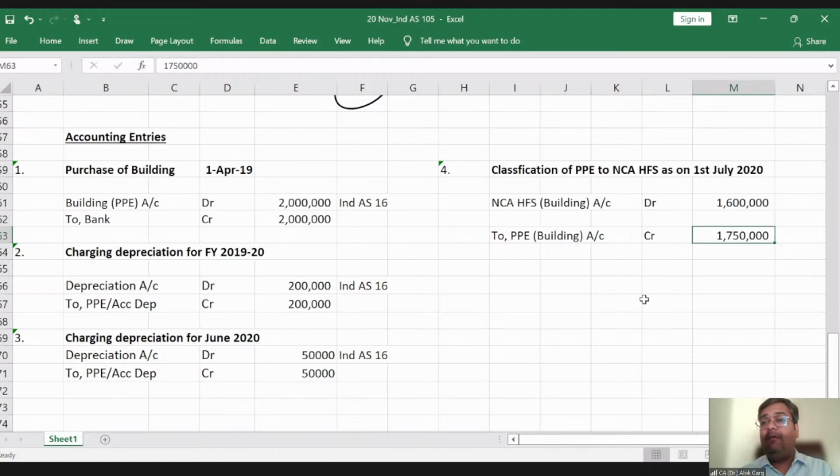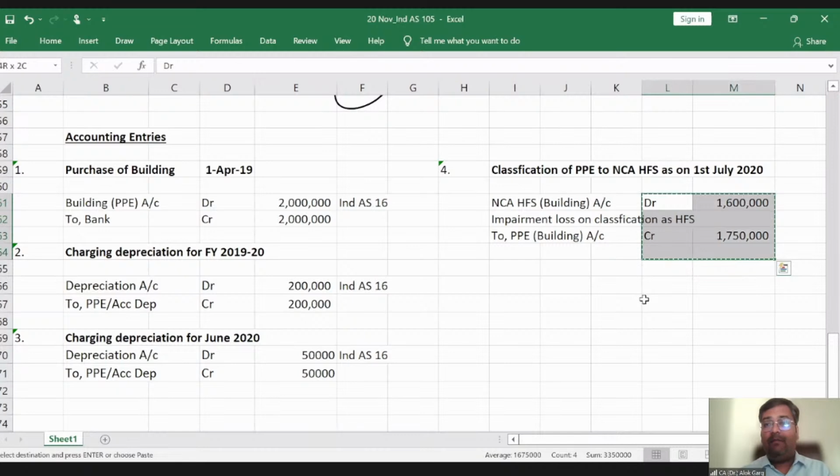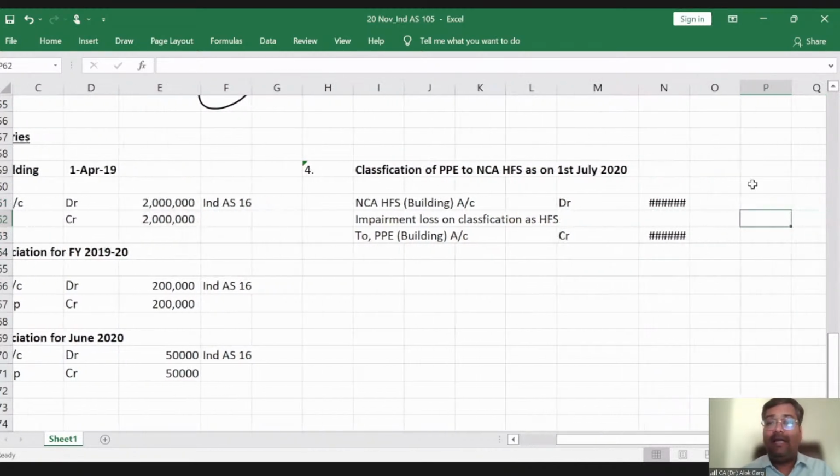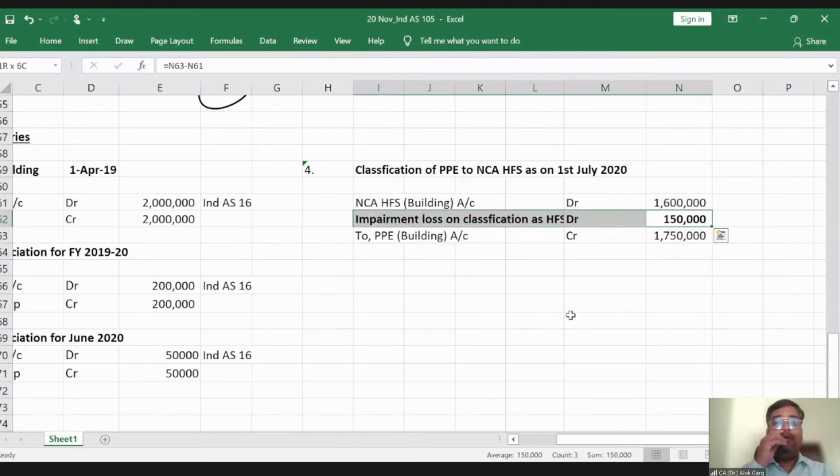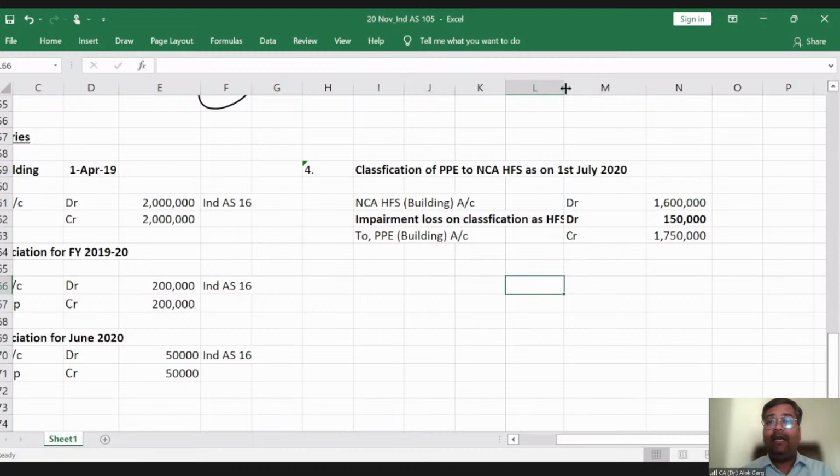Sir, credit is 17.5 lakh, debit is 16 lakh. Where will the difference go? The difference will be impairment loss on classification as HFS, right? So this impairment loss will be debited. 17.5 lakh minus 16 lakh, 1,50,000. So this impairment loss will be debited on classification as HFS.